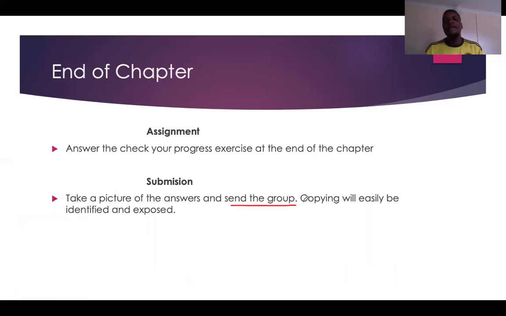Okay. Even if you wait for others to send and then you see the answers, I will easily see the copy. So please, also try to help yourself. Don't try to copy. Yeah? Just make sure you study on your own and try to answer in the best way you can. Okay.